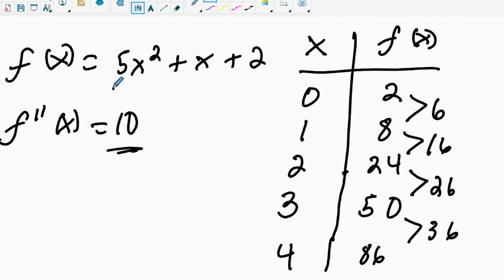All right, so I'm right here. 3 squared is 9. 9 times 3 is 27, and then 27 plus 3 is 30, and then plus 2 is 32. Obviously, it works. Let's plug in 4.